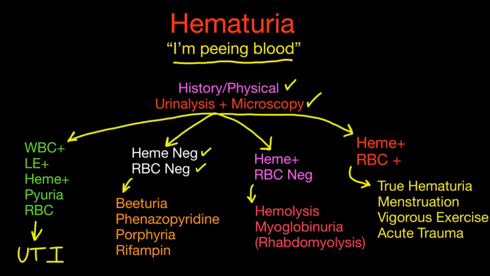But let's assume that now we're interested in the patient who does have true hematuria. If we've ruled out some of the mimics, so you've considered all these other things, you've ruled out a UTI, you've ruled out some bizarre things that discolor the urine, and you've ruled out hemolysis and rhabdo, let's consider what to do about true hematuria. When forming my differential for the patient who has true hematuria, I like to work my way anatomically from the outside in.